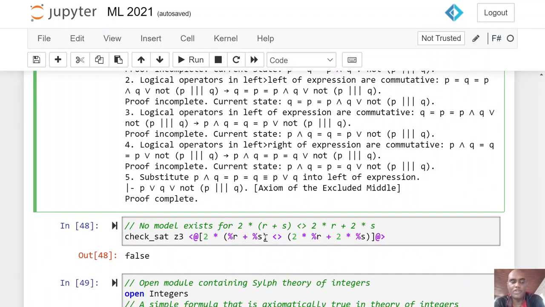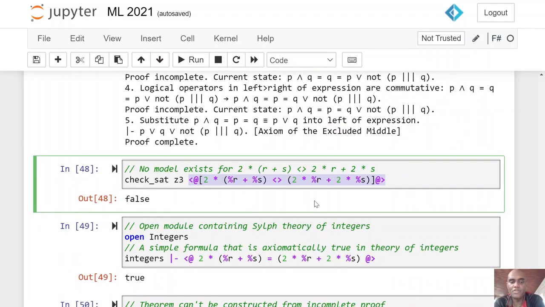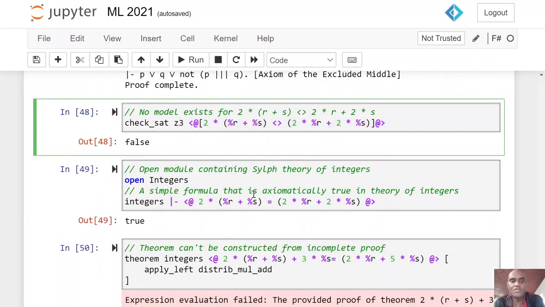Now, in addition to SELF, we can also use Z3 to find counterexamples. In this case, for this formula, we see that no model exists for a counterexample, so we know this is a valid theorem. This is just the distributive rule for multiplication over addition, which is axiomatically true in the theory of integers that SELF has.